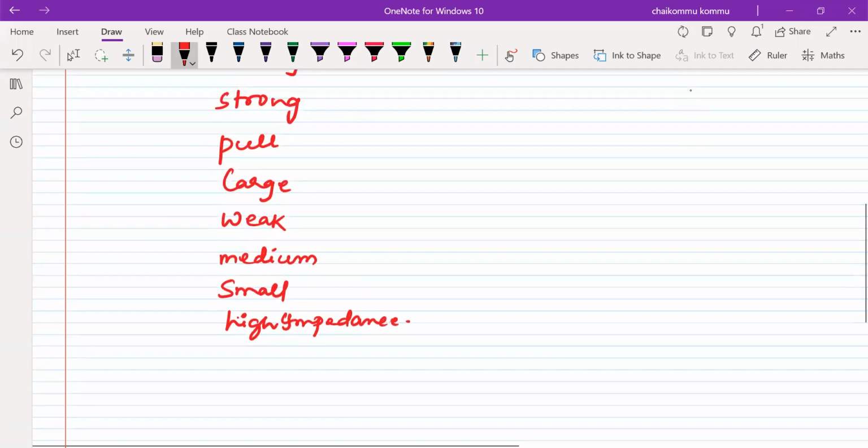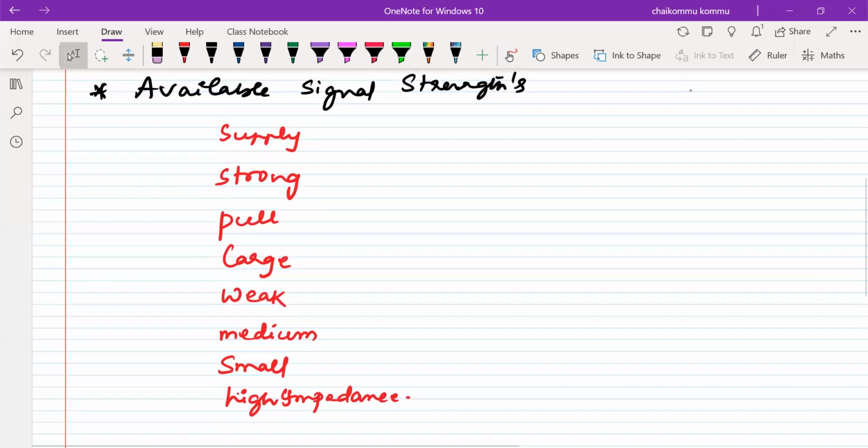So these are the strengths that are available in Verilog HDL to give weight to a value, maybe a logic 0 value or logic 1 value. Most preferably we use strengths for logic 0 and logic 1, not for X and Z.